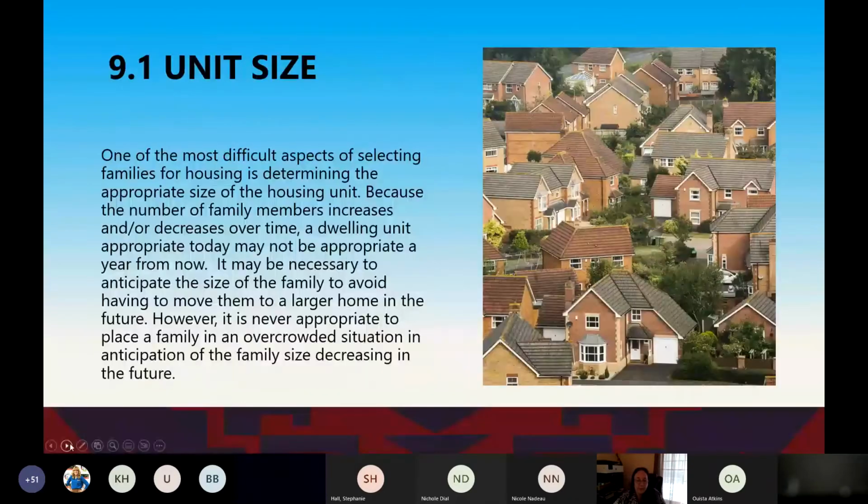So, your occupancy standards. Unit size is one of the most difficult aspects of selecting a family for housing, determining the appropriate size of that housing unit, because the number of family members will increase or decrease over time. Of my people that were in my Mutual Help units for 3-bedroom homes, some of them there's 2 left. It may be necessary to anticipate the size of a family to avoid having to move them into a larger home if they're a young family. However, it's never appropriate to place a family in an overcrowded situation in anticipation of the family size decreasing.